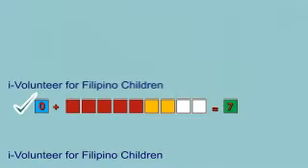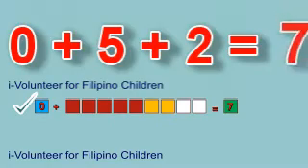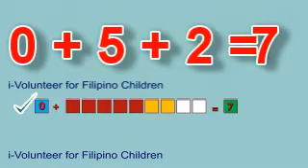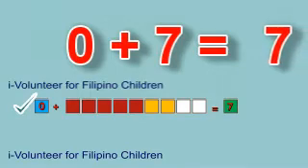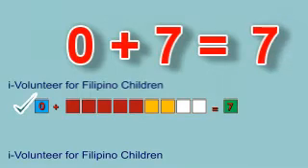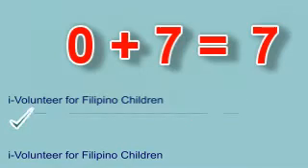How about this one? Did you get it right? It can be read as 0 plus 5 plus 2 is equal to 7. You may also combine the red and the orange to become 7. 0 plus 7 is equal to 7.